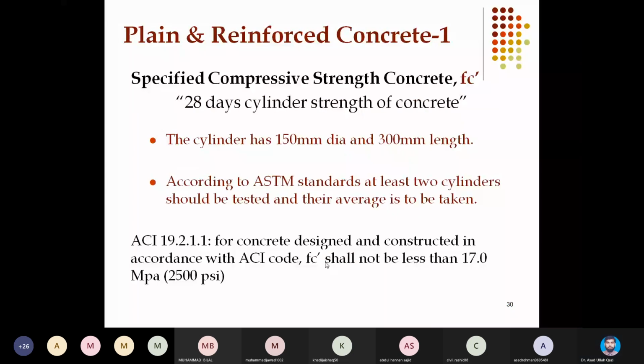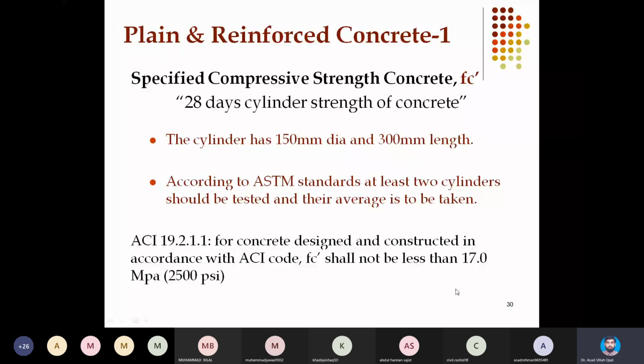Compressive strength of concrete is established by testing two cylinders as per ACI code 2019, Chapter 19, Article 19.2.1.1, which further states that in no structure is concrete less than 17 megapascal in structural elements allowed.